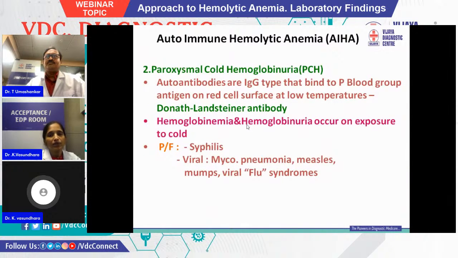Next is the paroxysmal cold hemoglobinuria. Here the antibodies are of IgG type. They are directed against the P blood group antigen, and you'll see a hemoglobinemia and hemoglobinuria on exposure to the cold. Predisposing factors are few viral infections like Mycoplasma pneumonia, measles, few viral flu syndromes, and syphilis. It triggers this paroxysmal cold hemoglobinuria.